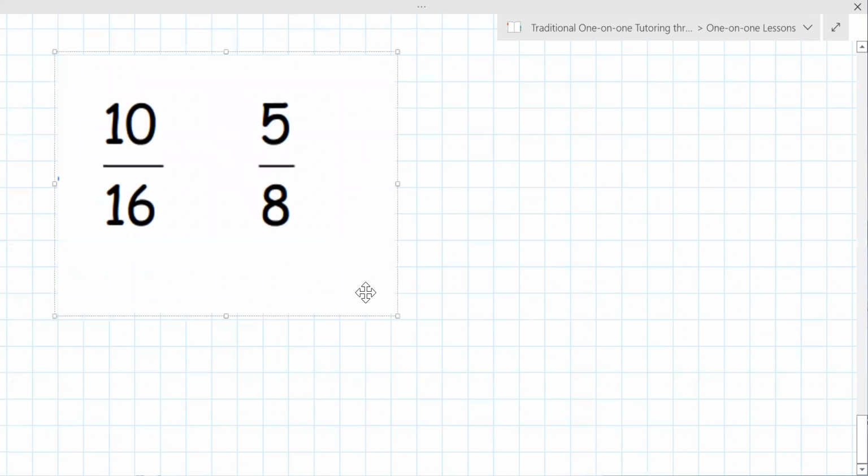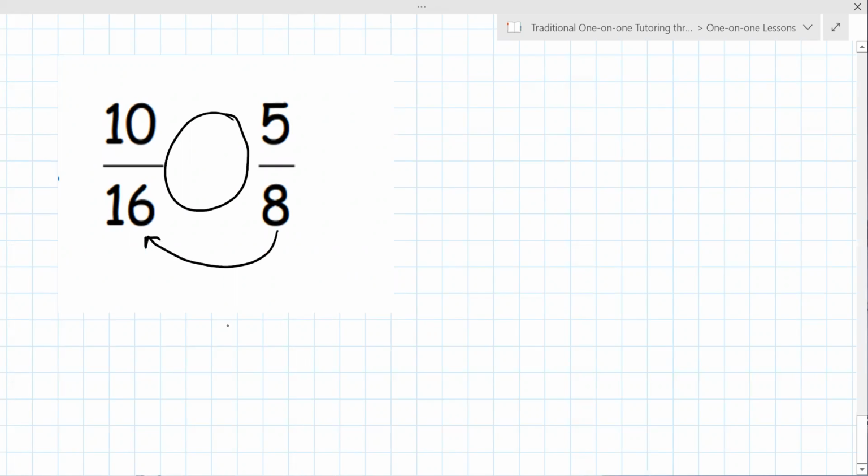Okay, so here's a new problem for you. It's not always that the left one becomes the right. In this case, you want to turn the 8 into a 16.